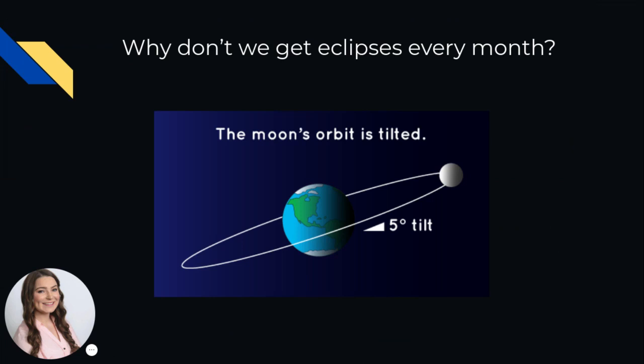So why do we not experience an eclipse every full and new moon? Because the moon orbits the Earth at an angle, and usually they do not line up properly to cause an eclipse. Occasionally, though, they do line up properly, and we get between 4 and 7 eclipses every year.